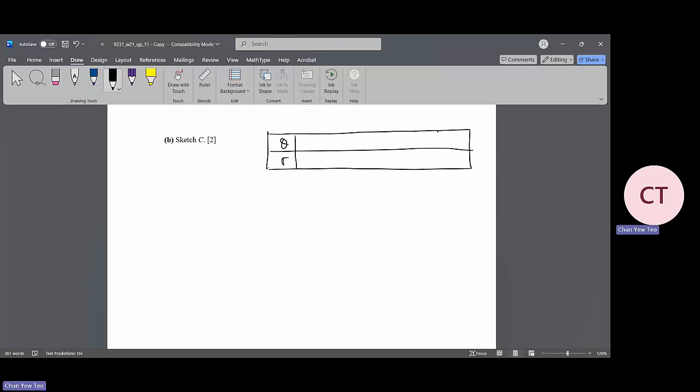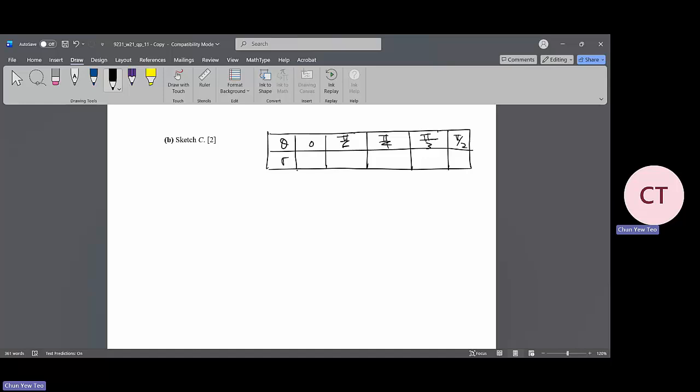So our theta is from 0 to pi over 2. So we start from 0. Then it will pass through the 30 degree, it will pass through the 45 degree, pass through the 60 degree, and lastly, it will pass through the pi over 2.